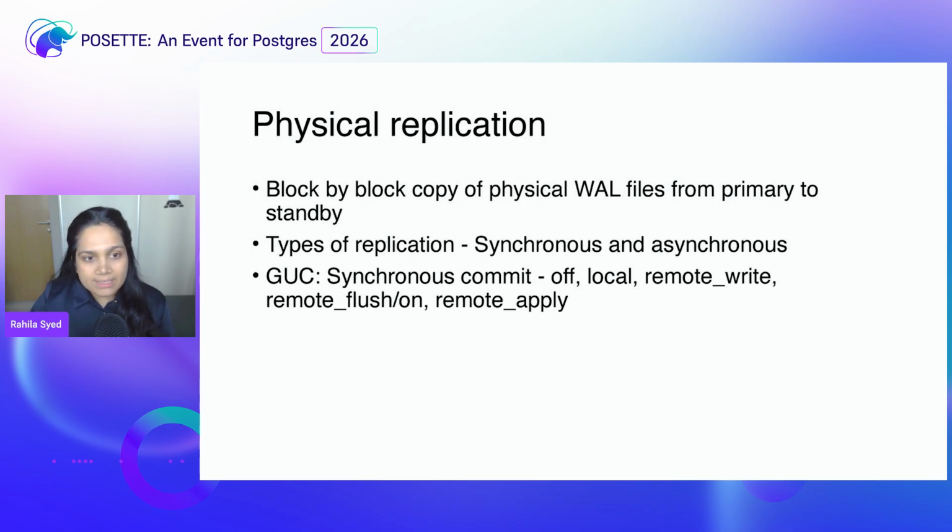Remote apply means that the transaction on primary is committed only after the WAL corresponding to the transaction has been written to the files, flushed to disk, and also the changes have been applied to the database on standby. So, whatever you read on primary can be read instantly on standby.